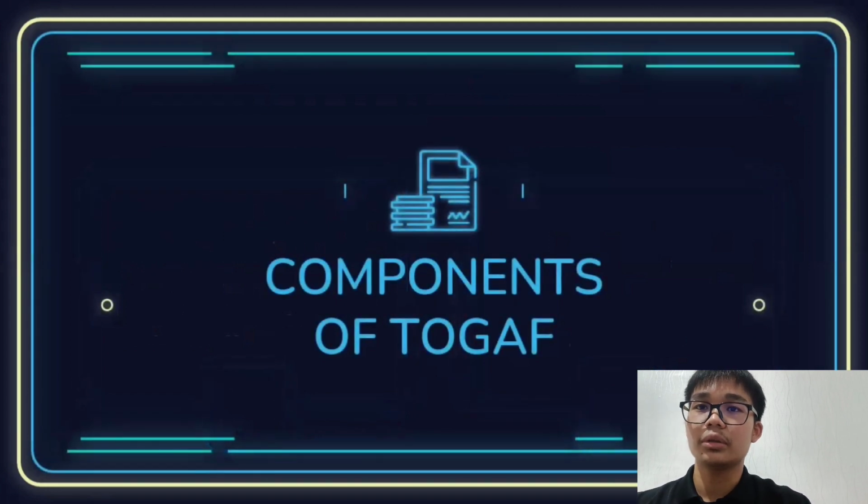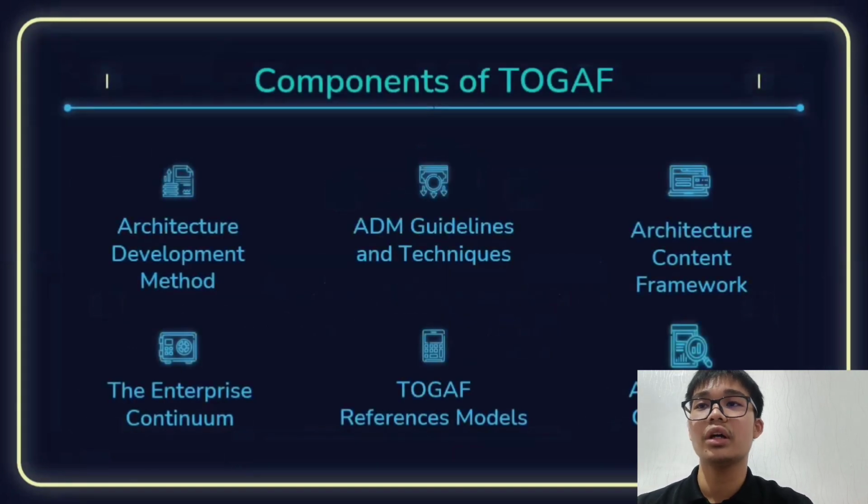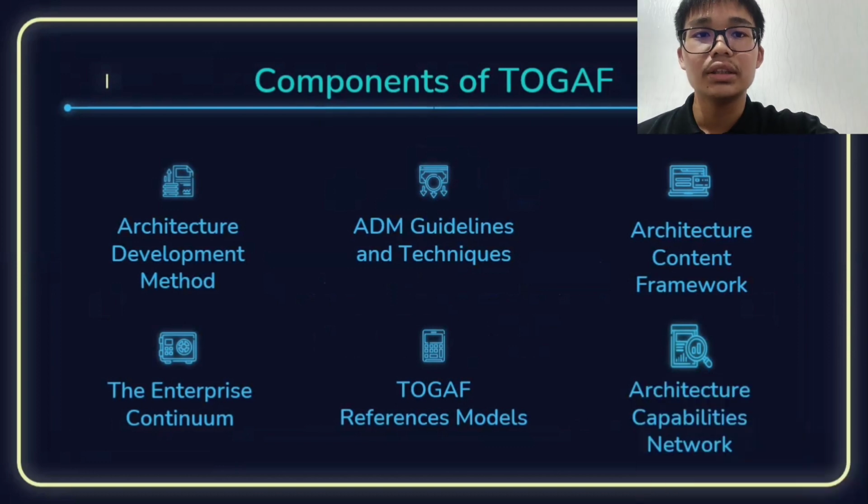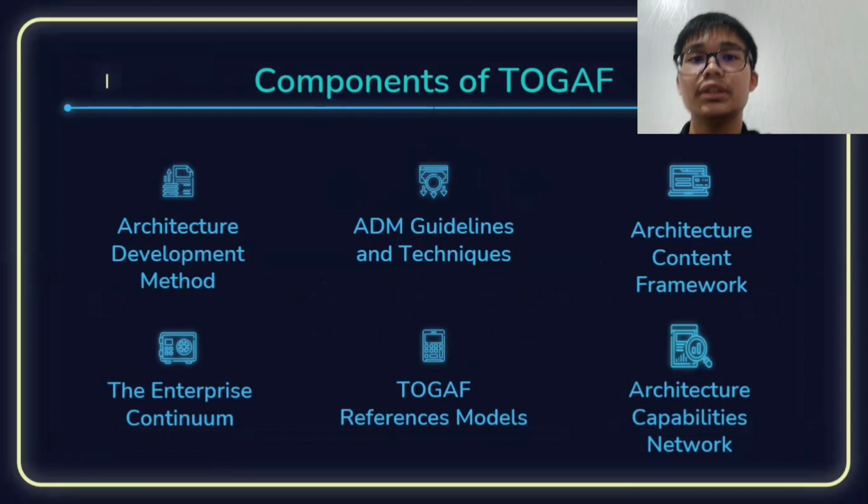Moving on to the third part of discussion, that is components of TOGAF. There are 6 components of TOGAF. The first one is Architecture Development Method, or ADM. The second one is ADM Guidelines and Techniques. The third one is Architecture Content Framework. The fourth one is the Enterprise Continuum. The next one is TOGAF Reference Models. And the last one is the Architecture Capabilities Framework.